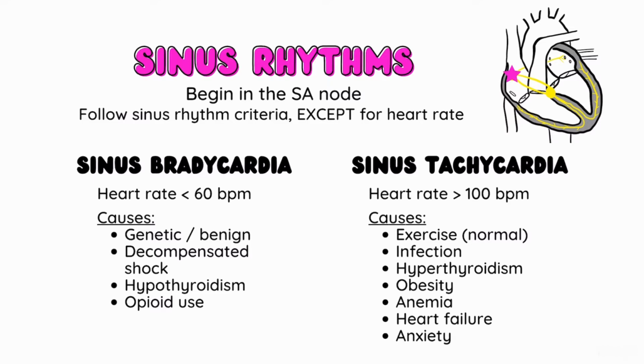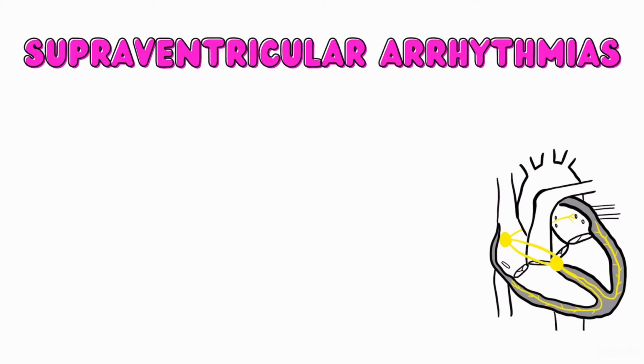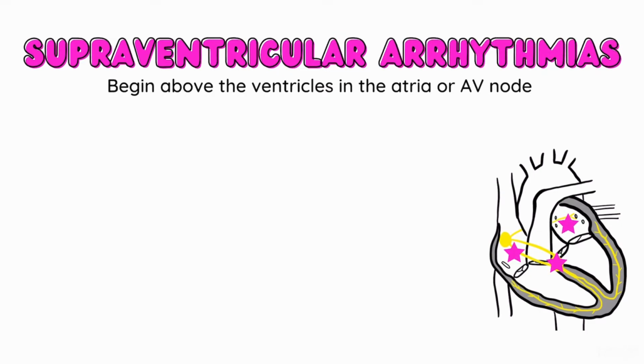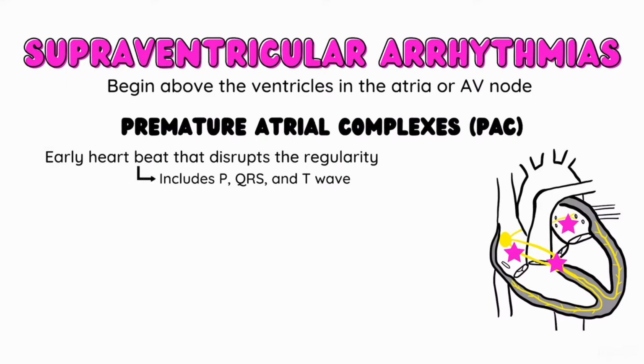Now let's move on to the supraventricular arrhythmias. These are arrhythmias that begin above the ventricles. Therefore, they start somewhere in the atria or the AV node. Premature atrial complexes, or PACs, describe an early heartbeat that disrupts the regularity of normal sinus rhythm.